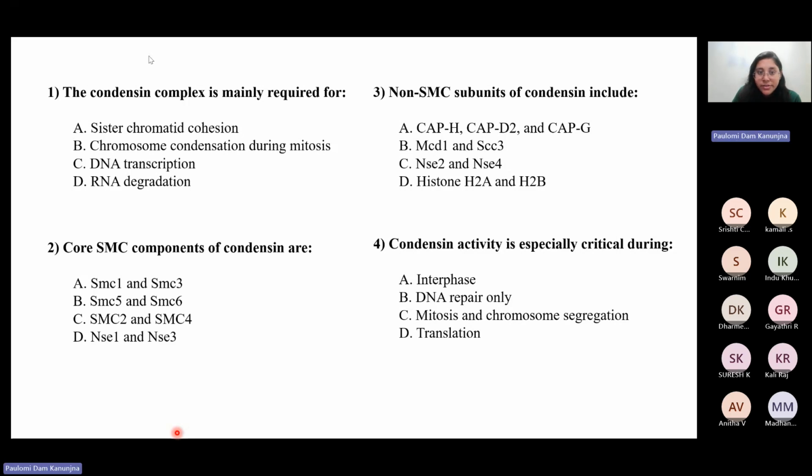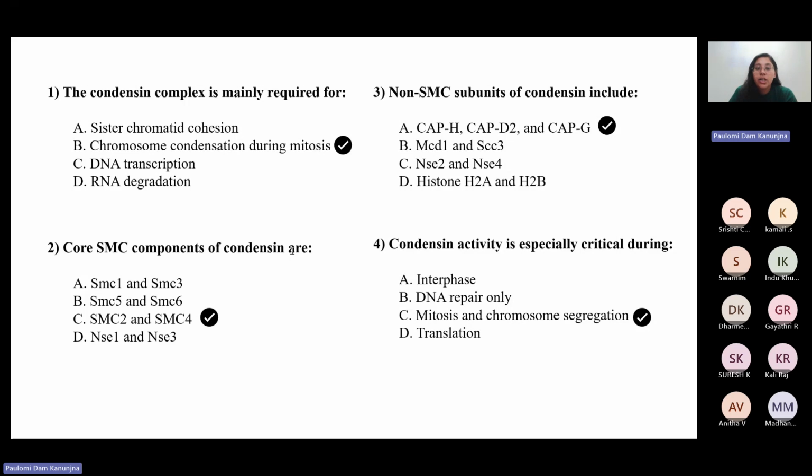BCAC, okay. All right, let me give the answers. Like people have mentioned, BC and AC. So the condensin complex is basically required for chromosome condensation during mitosis.